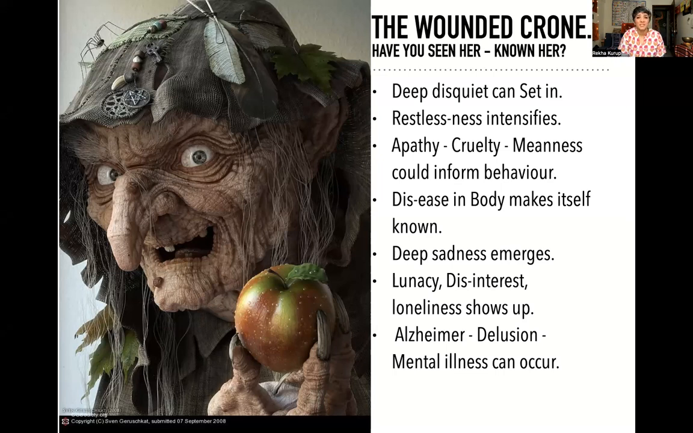So there can be deep disquiet, restlessness, apathy, cruelty, meanness, disease in the body, deep sadness, lunacy, really craziness, disinterest, loneliness, Alzheimer's, delusion, mental illness. All of this can set in if we have really not been able to fully experience this emotional maturity or this waxing and waning in our life. Yeah. So this is the wounded crone. And I think we have seen this quite a lot in so many stories.